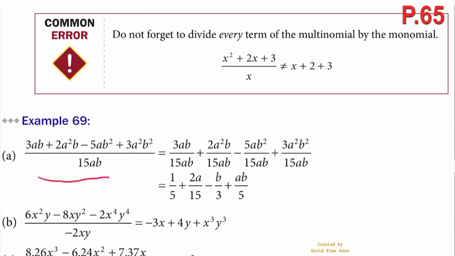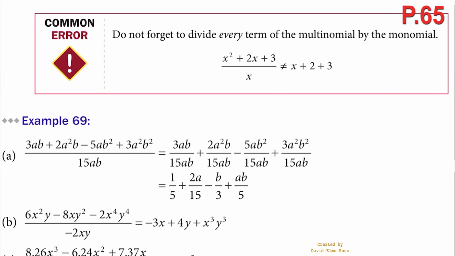Now we've taken this complete term here and rewritten it over 15ab. So we can divide the 3 by the 15 and get 5 on the bottom. We can divide out the a's, divide out the b's, so we end up with 1 over 5 for this term here. The next term we have 2 over 15, so there's our 15, there's our 2. And we have a squared over a, so that gives us our a, and the b's cancel out. So that gives us our term 2a over 15.